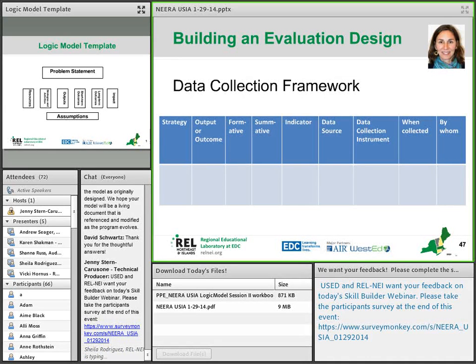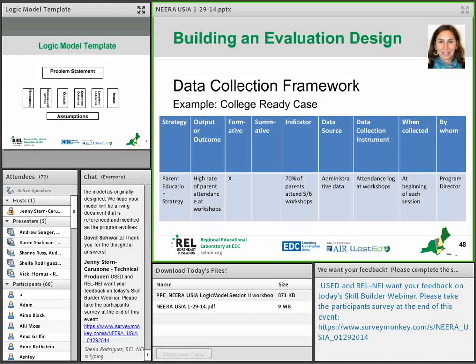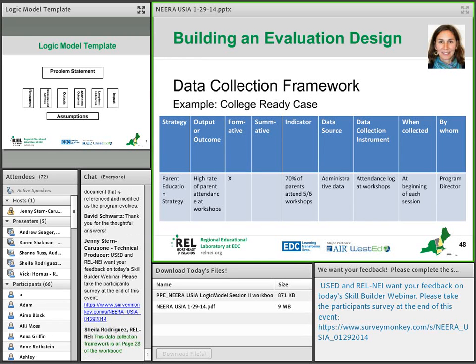And here we've just provided a tool, and it's in your workbook. We're going to walk you through a couple of examples just to illustrate it. So the first example, you take the College Ready case. If you remember, we talked about the parent education strategy being an overarching strategy of the College Ready case. An output or outcome of interest related to the parent education strategy is a high rate of parent attendance at those workshops. So the activity is a series of workshops, and an outcome of interest would be high attendance.